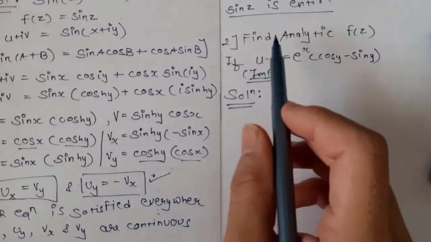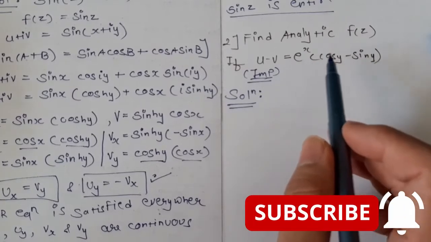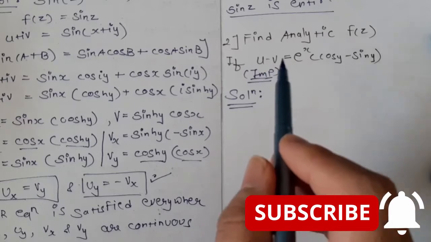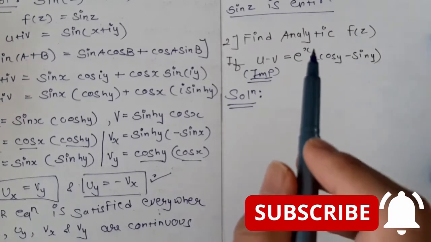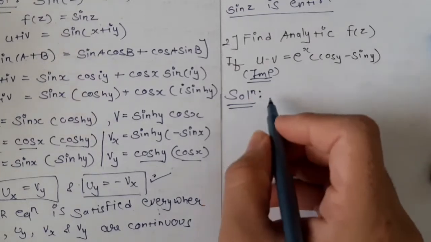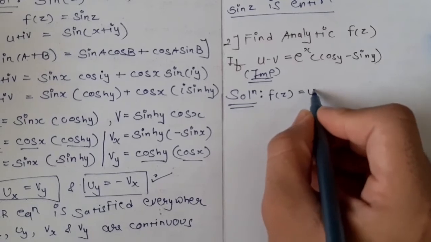So now the next numerical is: find the analytic function f of z if u minus v equals e raised to x into cos y minus sin y. So this numerical is very important. So observe this numerical very clearly. Okay. So now first we know that function f of z can be written as u plus iv.